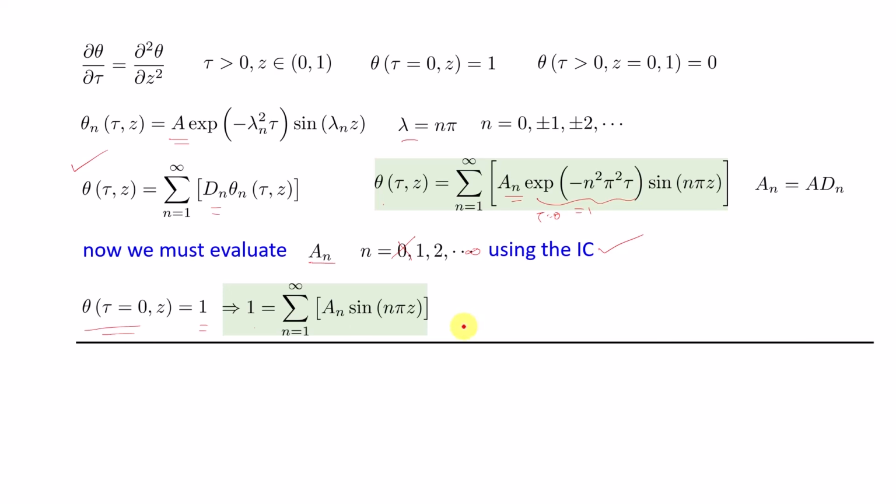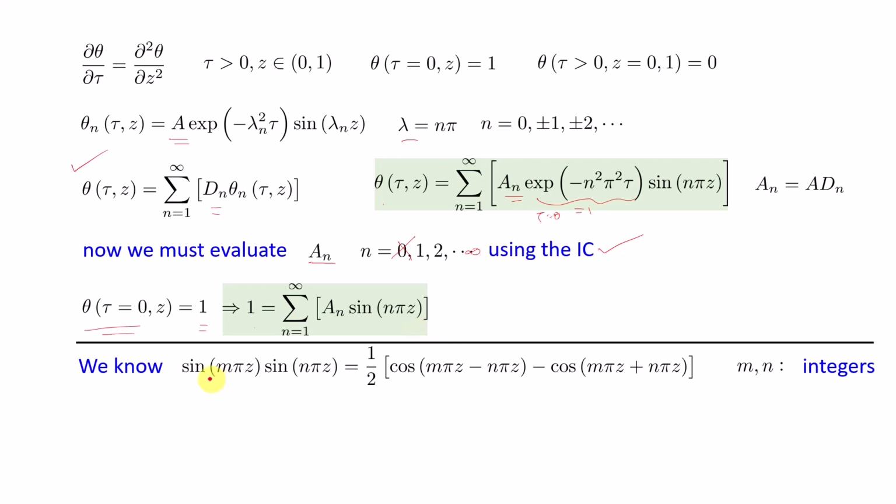So let's pause here and go back to some very simple trigonometric relations that you have learned in high school. You have learned the sine A, sine B formula. So I have sine m pi z, sine n pi z. If I break them, I get half of cos (m pi z minus n pi z) minus cos (m pi z plus n pi z), where m and n are integers. This is a trigonometric identity from your high school days.